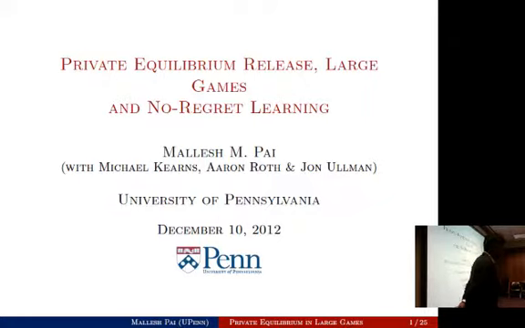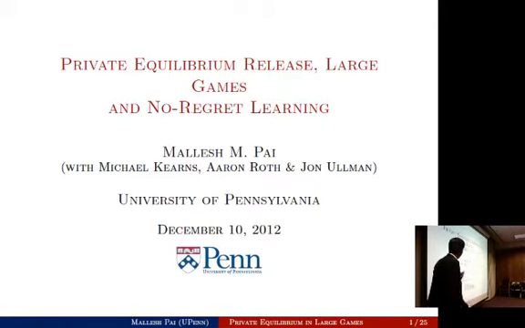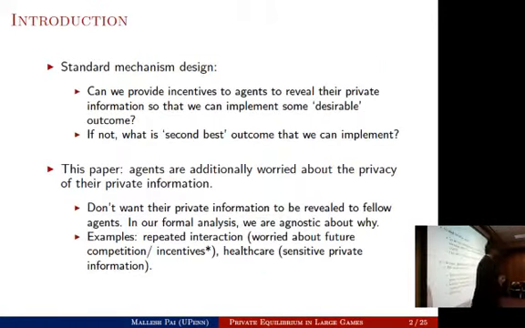Thank you. This is joint work with Michael Kearns, Aaron Roth, and John Ullman. For those of you who are economists in the audience, at least two of the three are reasonably famous. John Ullman is an up-and-coming grad student. For those of you who are computer scientists, I'm the person you don't know. I'm an economist at UPenn. All right, what's this paper about?